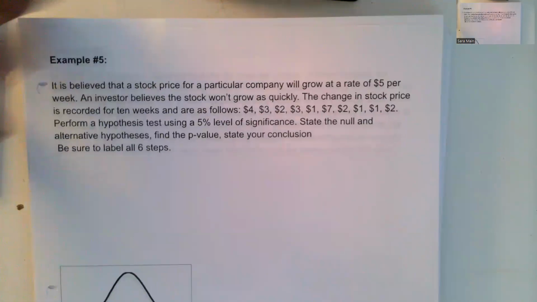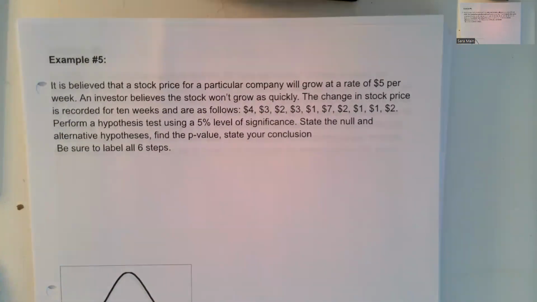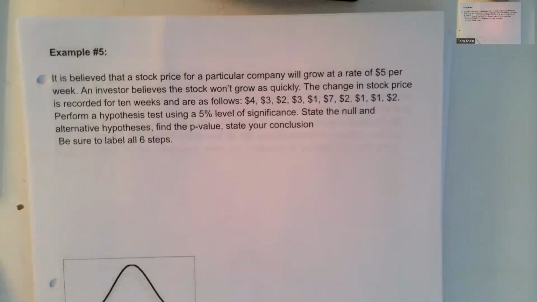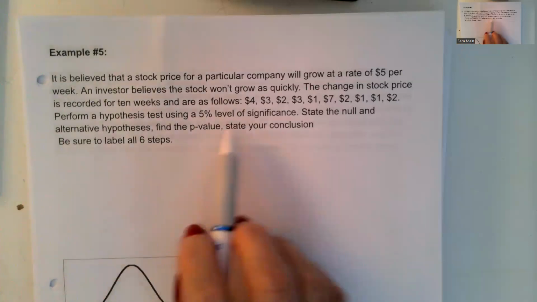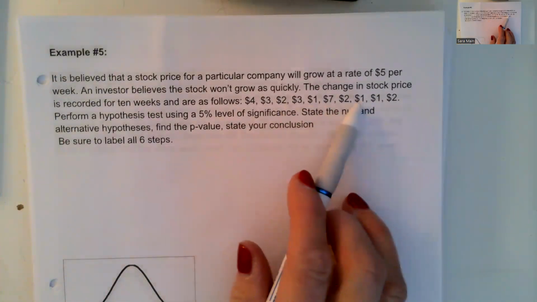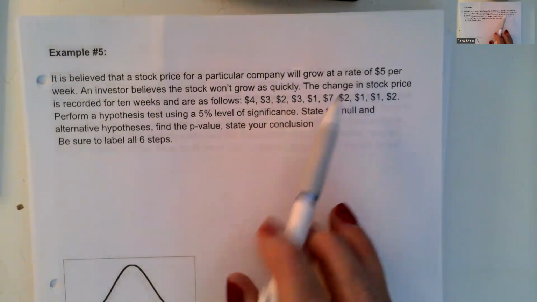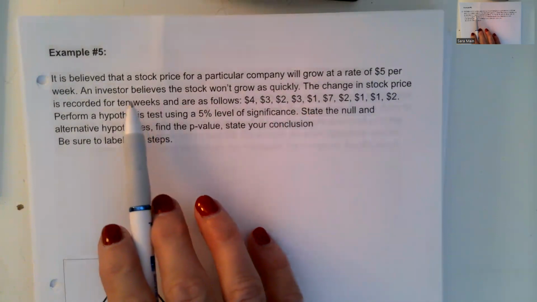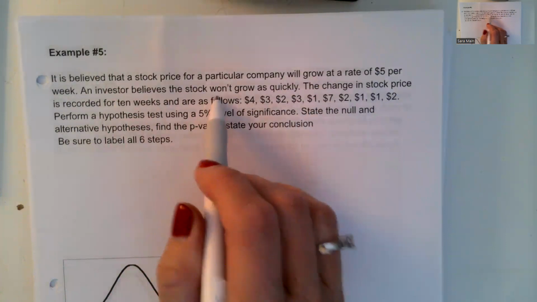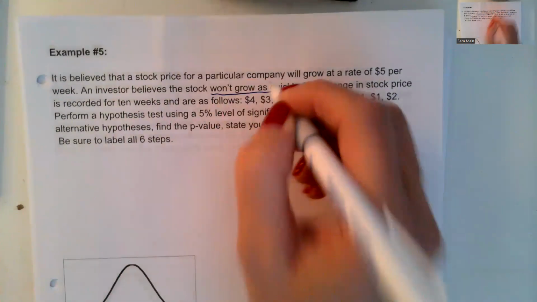Okay, let's look at example 5, our first one on our own. Example 5 says it is believed that a stock price for a particular company will grow at a rate of $5 per week. An investor believes the stock won't grow as quickly. The change in stock price is recorded for 10 weeks and is as follows: $4, $3, $2, $3, $1, $7, $2, $1, $1, $2. Only one of these is over 5, so I'm kind of in agreement with the investor. It says it won't grow as quickly, so it makes me think of a less than.